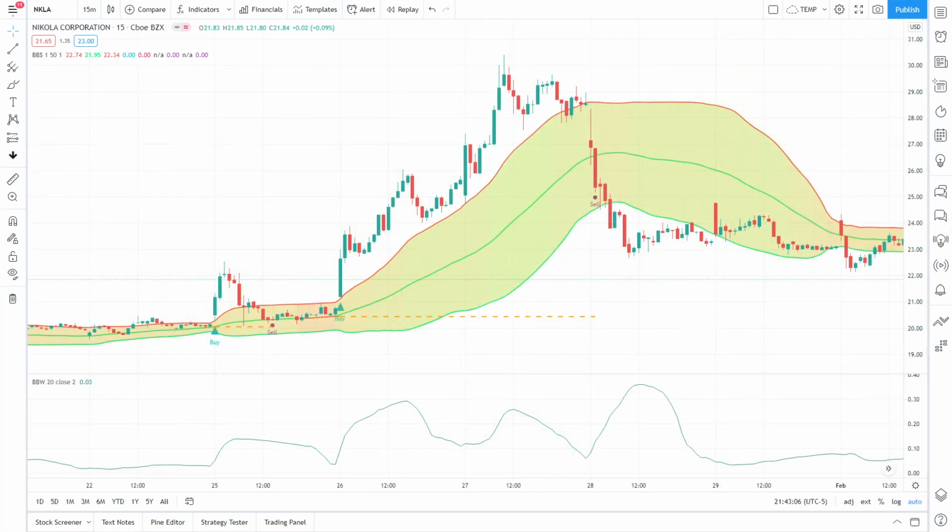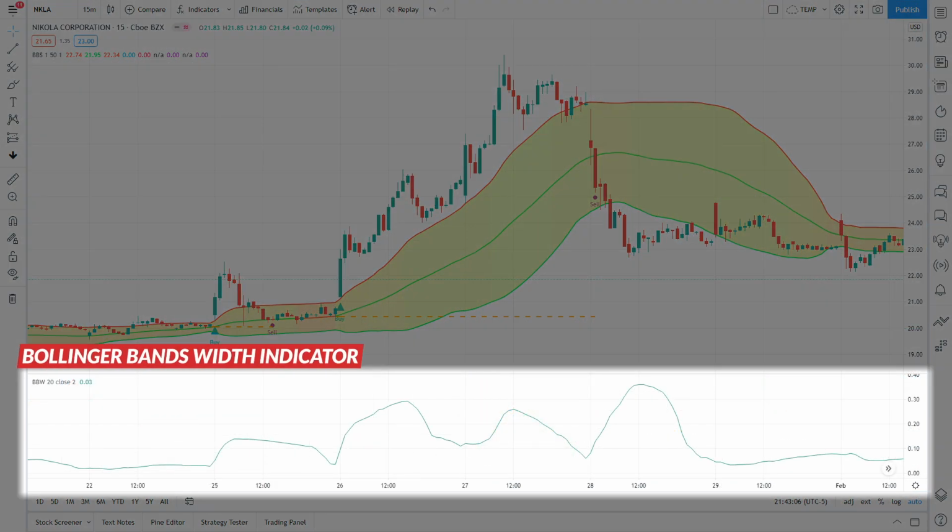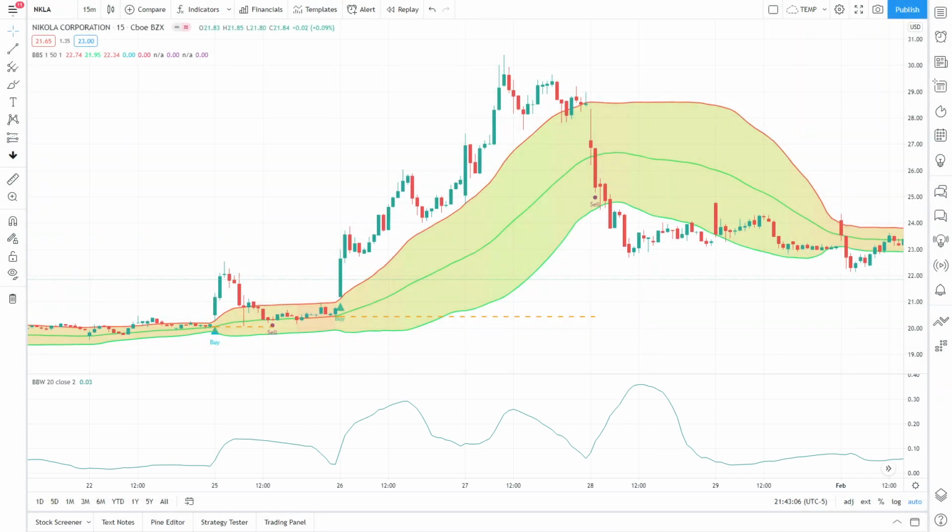In addition, this strategy also takes into account the Bollinger Bands width indicator. As the name suggests, this indicator tracks the actual width of the Bollinger Bands in real time. Due to how the Bollinger Bands function, they will contract and expand in conjunction with the volatility of price. When observing a breakout event, we look for expanding Bollinger Bands width for confirmation.